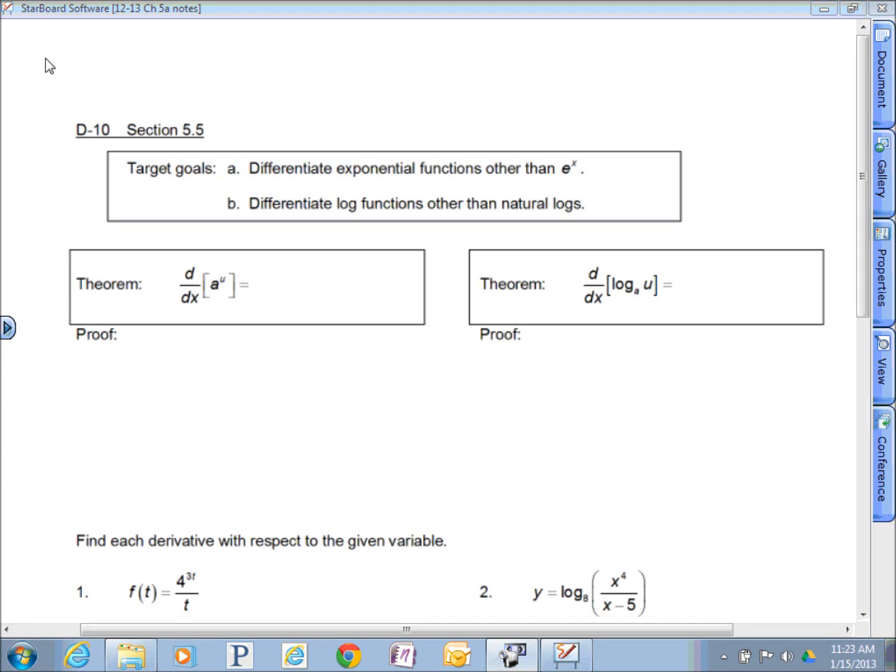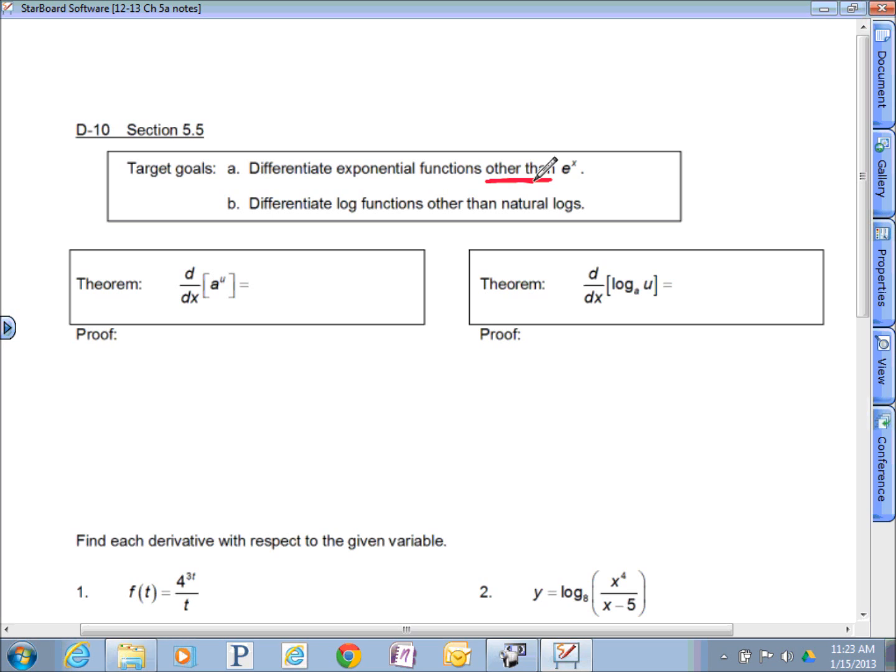Okay, we jumped into 5.5, and now, instead of integrating, we've been dealing with e to the x's, but now we're going to talk about taking derivatives of functions other than e to the x's. So we're talking about other bases besides e. So I'm going to give you what this formula is for the derivative with respect to x.